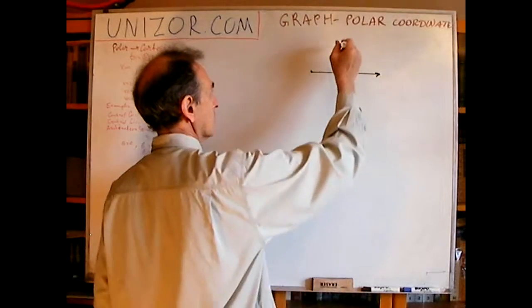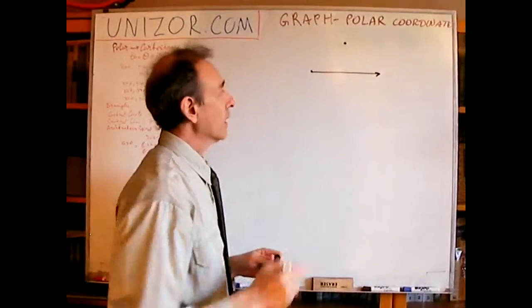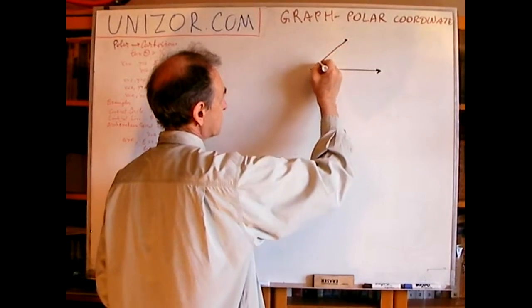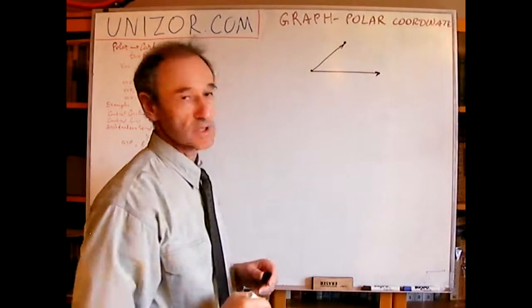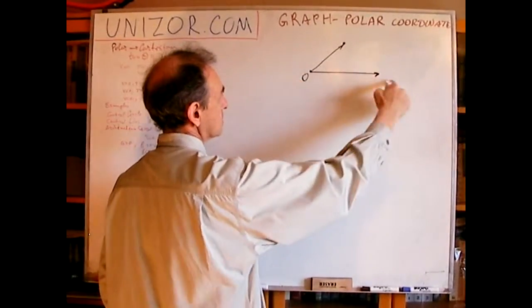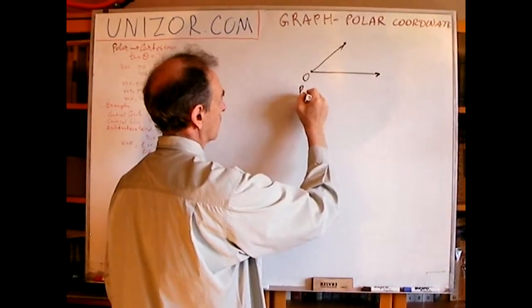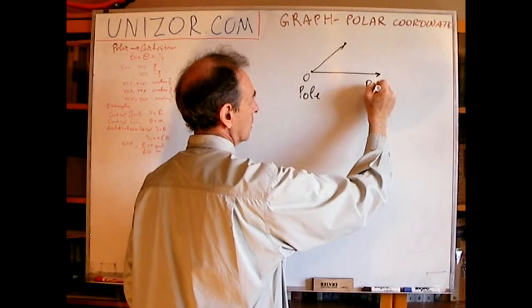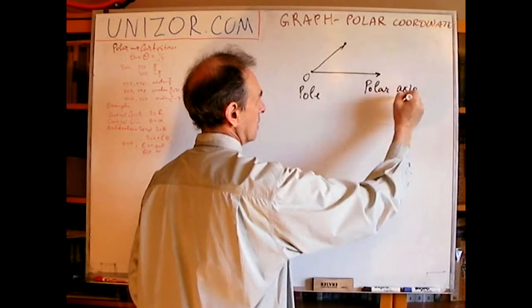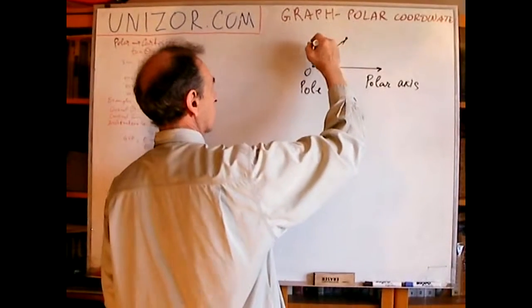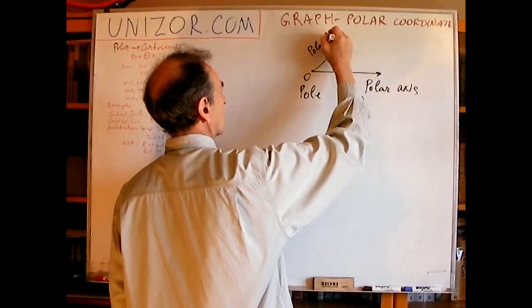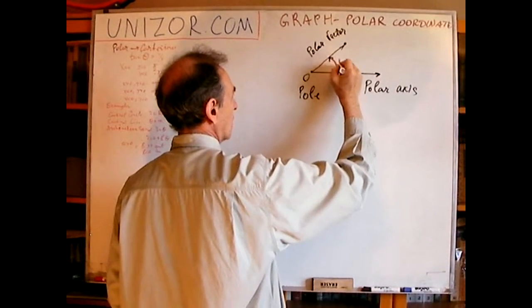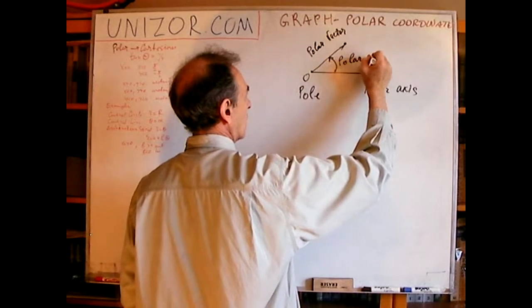Now, every position on the plane can be characterized by two things. Let's draw this particular vector to this point. This point is called O. This is called the polar axis. This I'm not sure, but it can be called a polar vector if you wish. And this angle can be called the polar angle.